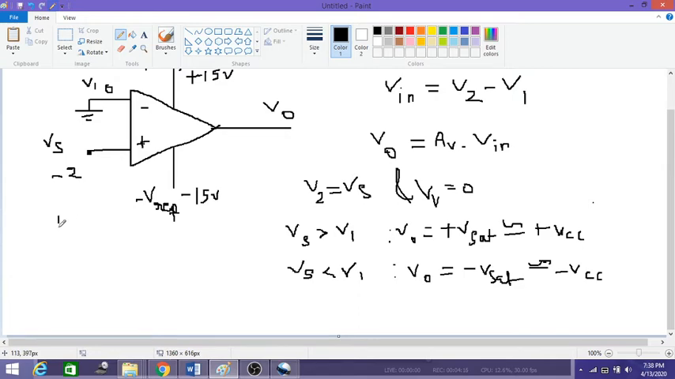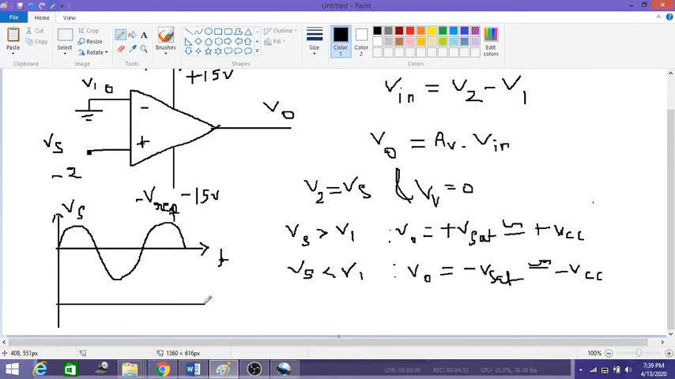So if you look into the waveform of input and output, if I draw a sinusoidal waveform here, we can also apply sinusoidal as the input waveform. This is the Vs, and this is the time t, and this is my output waveform here. This is also with respect to time t, and this is my V0.